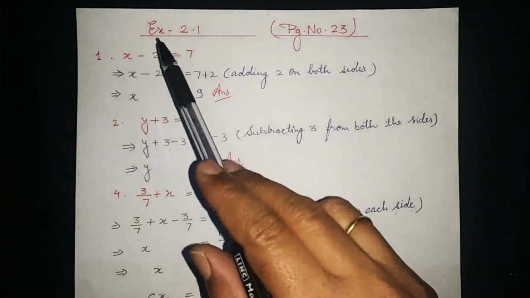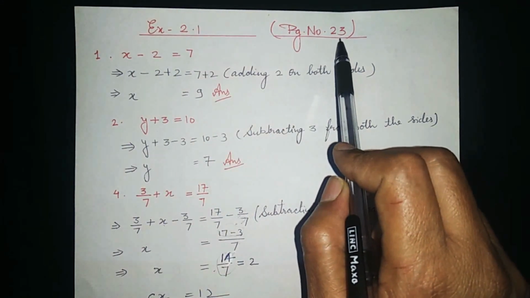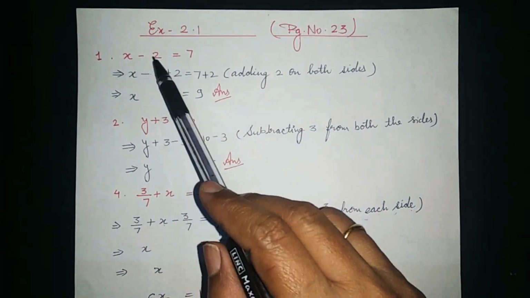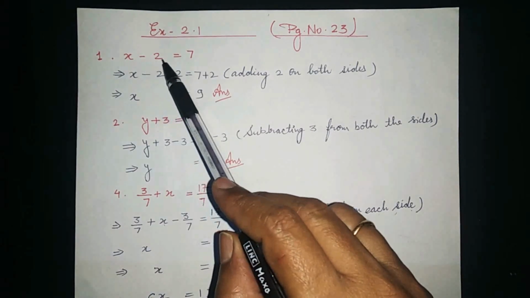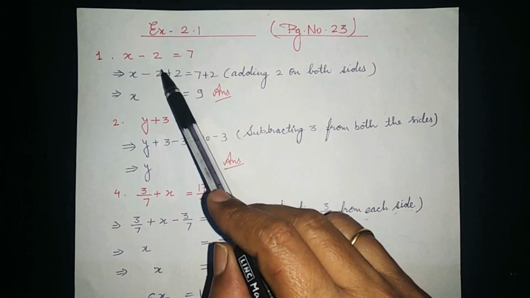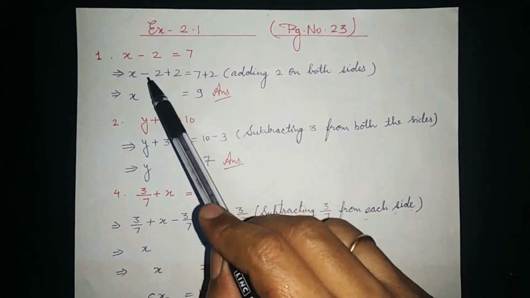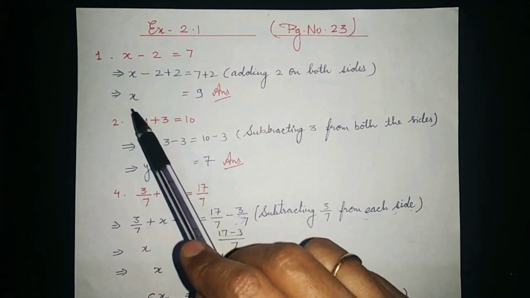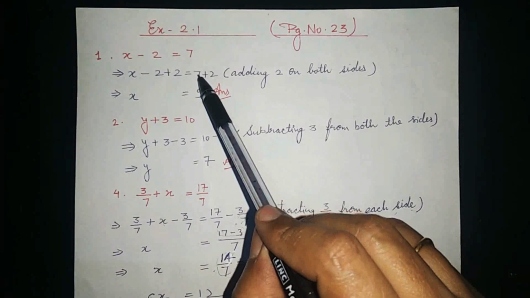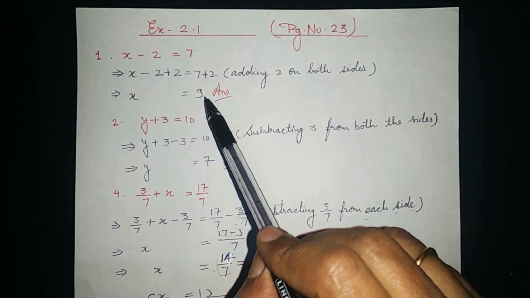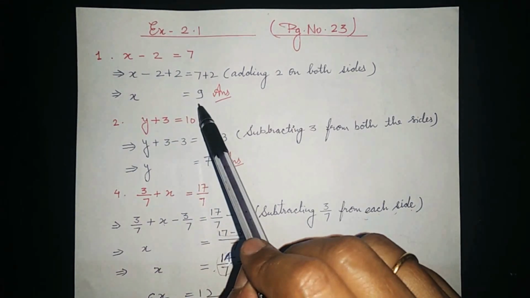Now see exercise 2.1, page number 23. Here first question, x minus 2 is equal to 7. Here we can see minus 2. So what do we have to do? Here we have to add 2 on both the sides to eliminate this minus 2. So here minus 2 plus 2 we get 0 here, and 7 plus 2 what do we get? 9. So required answer is 9.